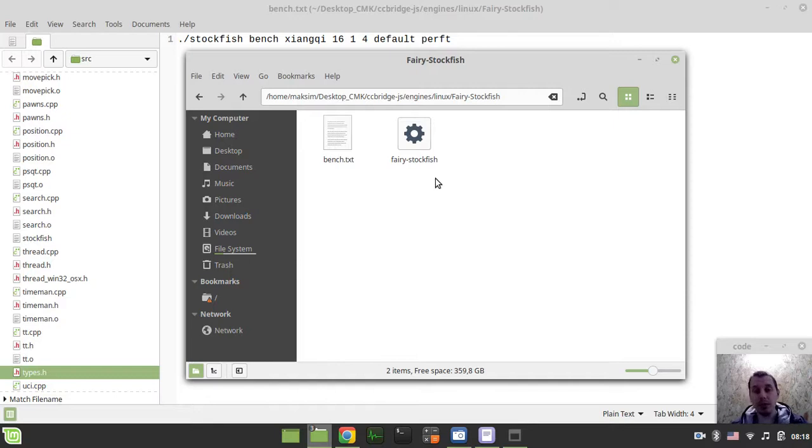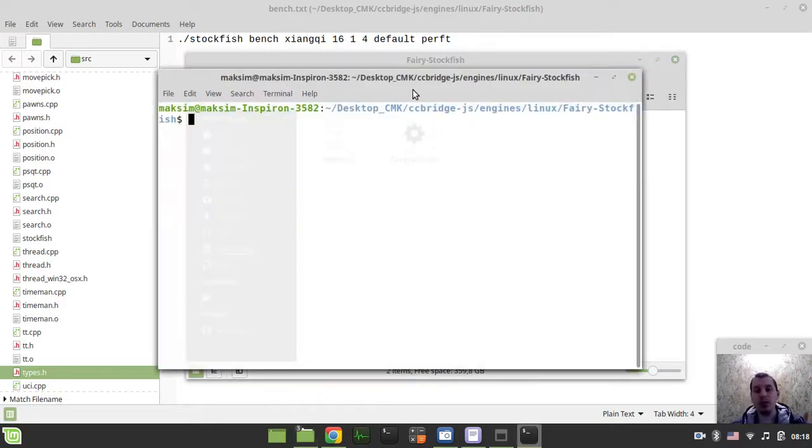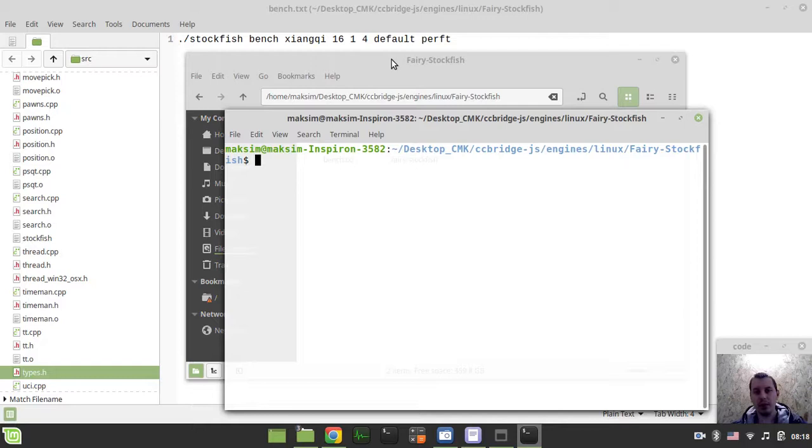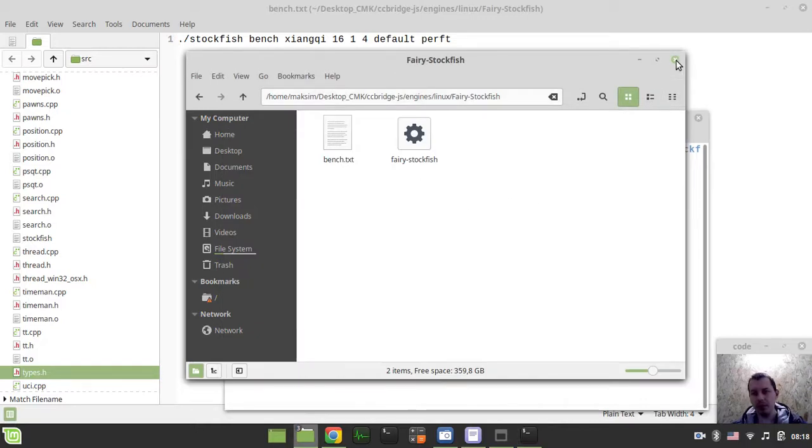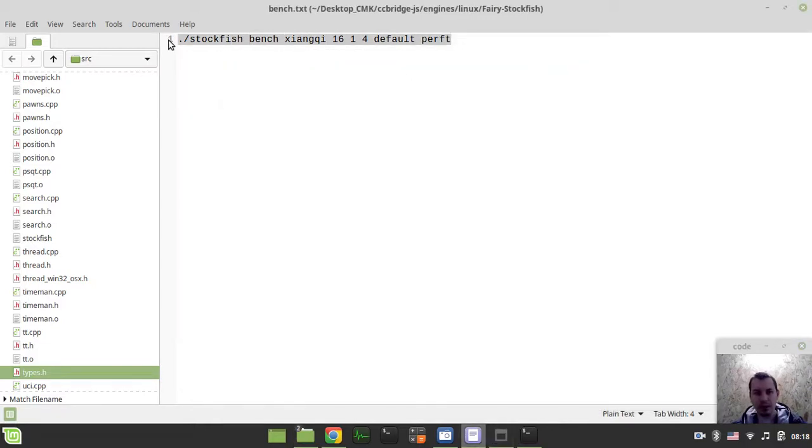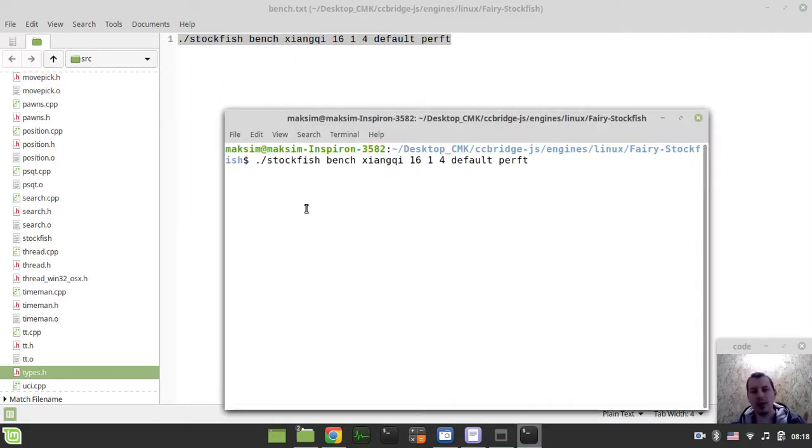Okay, guys. So without further ado, let's go for some tests. Here I want to open the terminal where the build for Fairy Stockfish is already available, and here is the command that Fabian gave me to test the perft.